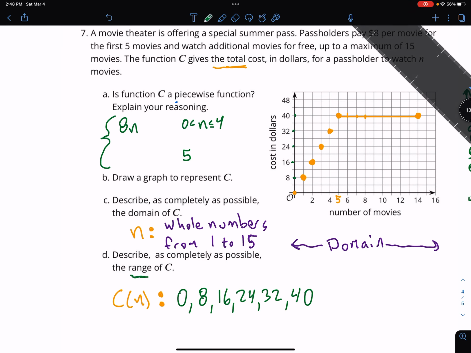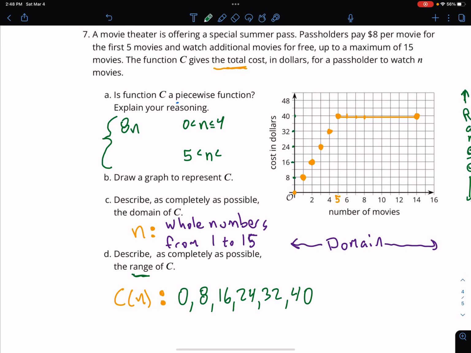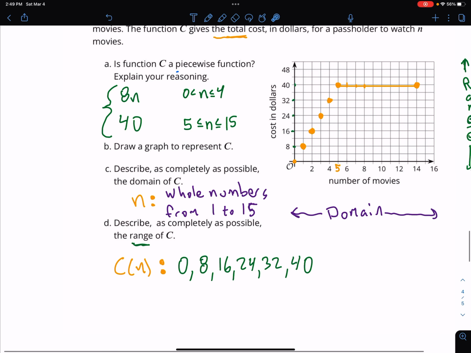And then from 5 on up to 15, it's just going to be $40. And that's why it's a piecewise function. There's two pieces to this, right? There's the piece right here where we're paying $8 a movie, and then there's this piece right here. We just paid $40 for anywhere from 5 to 15. So technically, this is a piecewise function.